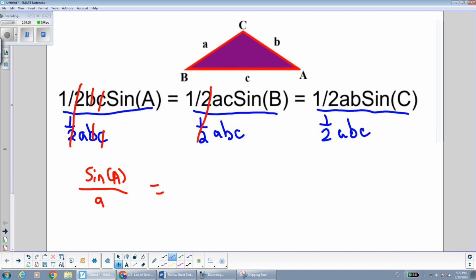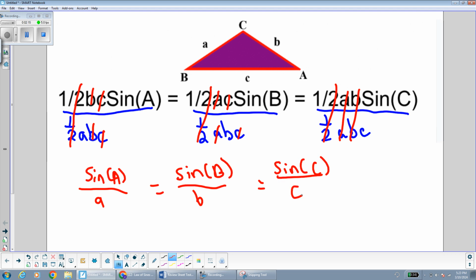Over here, the 1/2s once again cancel out. The A's cancel out, and the C's cancel out. So what we're left with here is sine of angle B over side B. And then finally here, the 1/2s cancel out, the A's and the B's cancel out. So we're left with sine of angle C over side C. This is the law of sines, and that's what we're going to be talking about in this video.